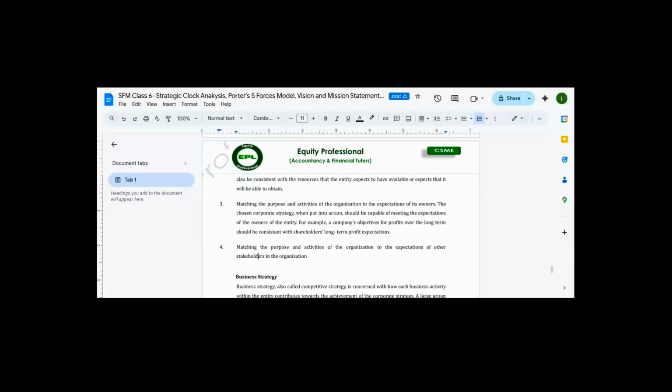So this number 4 is now saying that we match the purpose and activities of the organization to the expectation of other stakeholders in the organization. So it's talking about this number 3, that we must not just focus on serving the shareholders. We must as well see to the satisfaction and meeting the expectation of the stakeholders. Those are the employees. Our employees are many more.